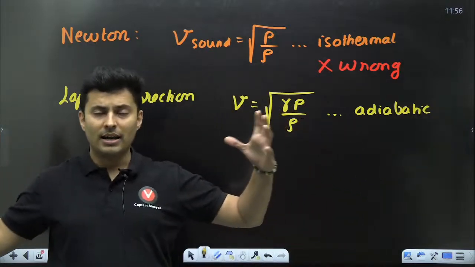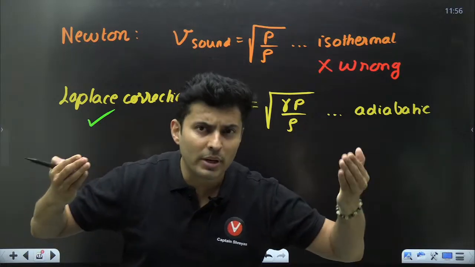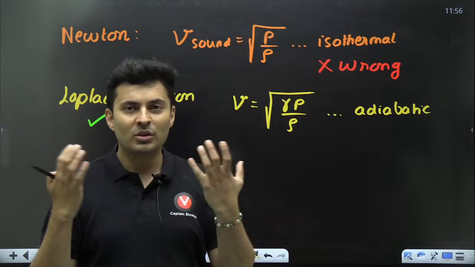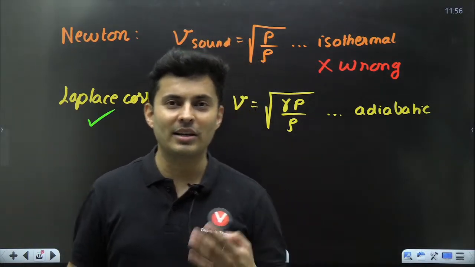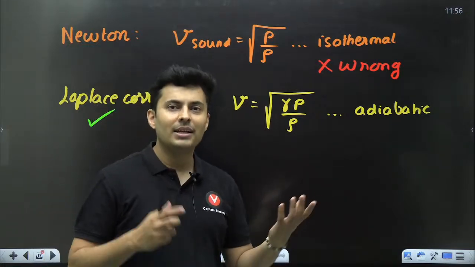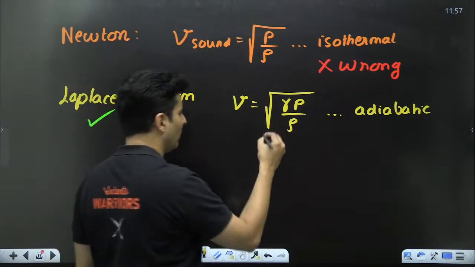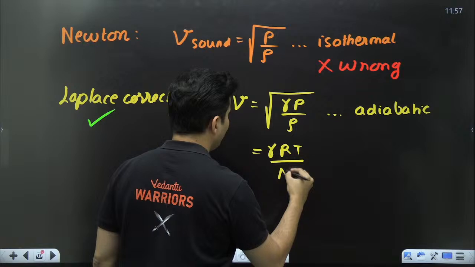Whenever sound travels, compression and rarefaction happens. This happens so quickly that it cannot exchange the heat with the surroundings. So there is no time to exchange, before you think, the next compression or rarefaction has arrived. So that is why it is adiabatic, because there is no heat give and take. You can also write this as gamma RT divided by M.